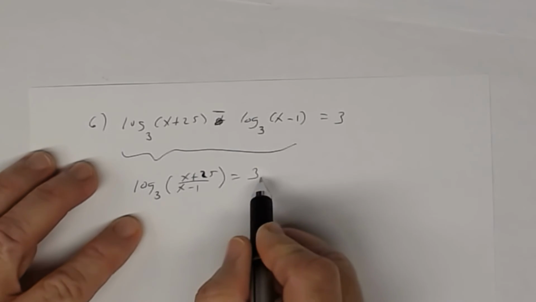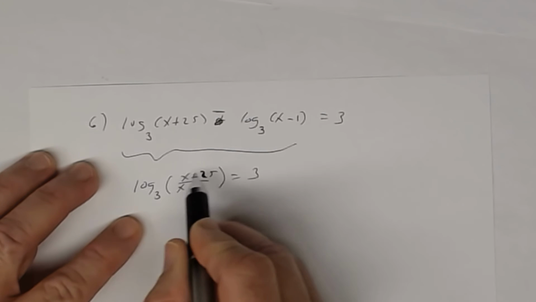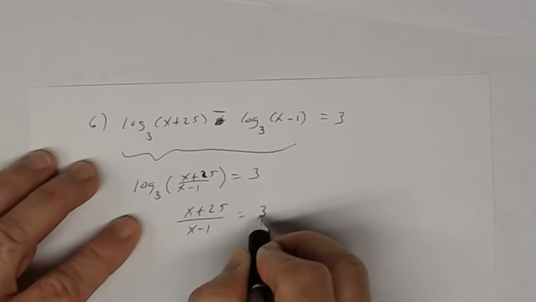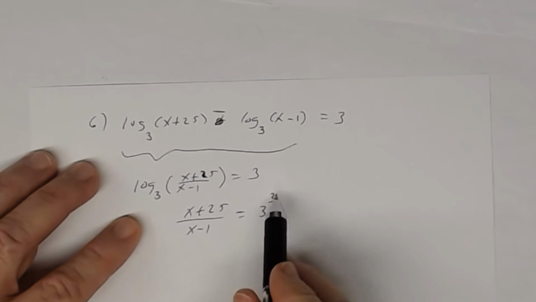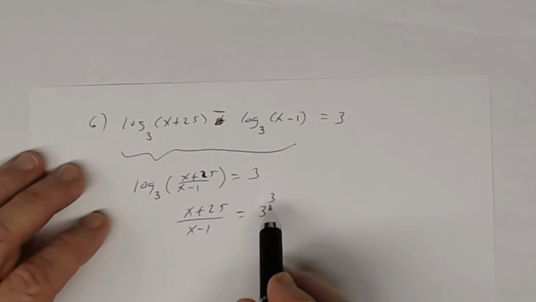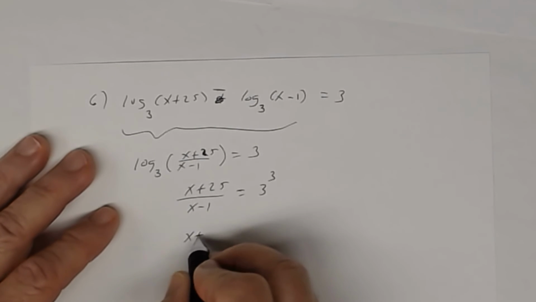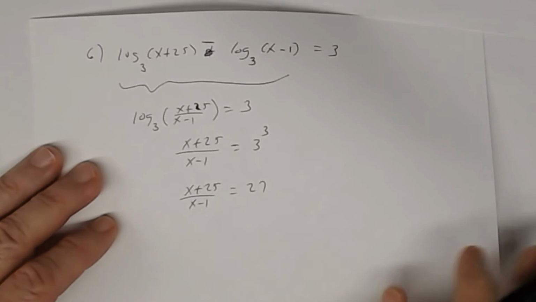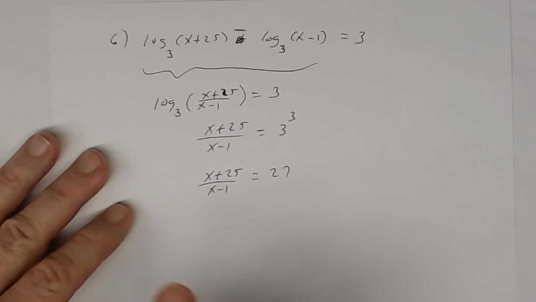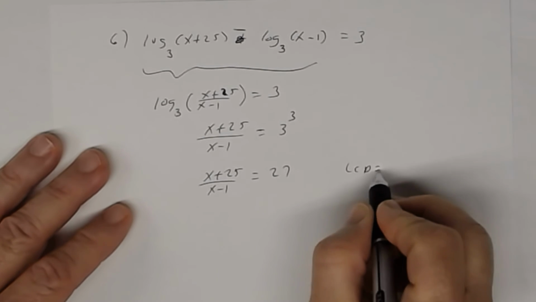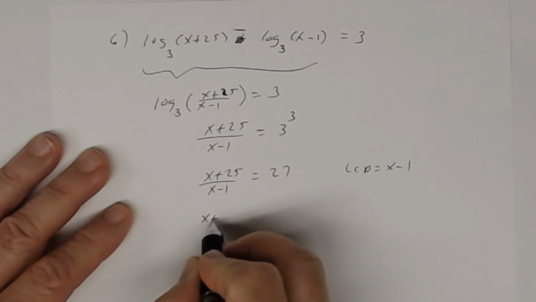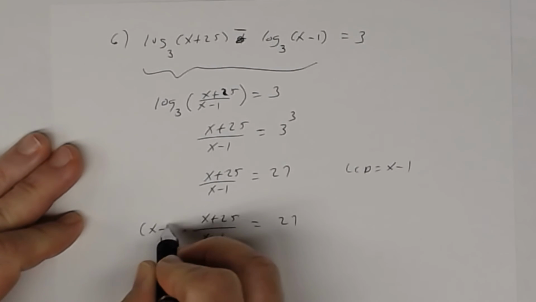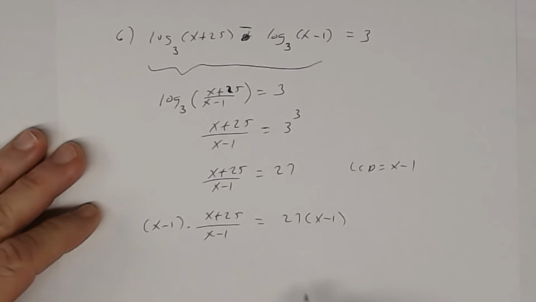So 3 to the third equals the argument. So the argument, x plus 25 divided by x minus 1, equals 3 to the third power. 3 to the third is 3 times 3 times 3, so that's 27. So I get x plus 25 divided by x minus 1 equals 27. Now I'm going to multiply both sides by the LCD. The LCD is x minus 1, so times x minus 1.